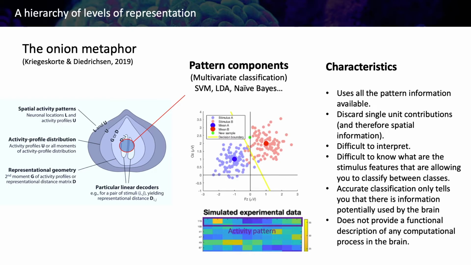So this is also interesting to take into account. And then finally, it doesn't provide a functional description of any of the computational processes that are in the brain. You are not modeling the brain. You are just training an algorithm to maximize the distance between different classes that you have previously predefined. Okay.